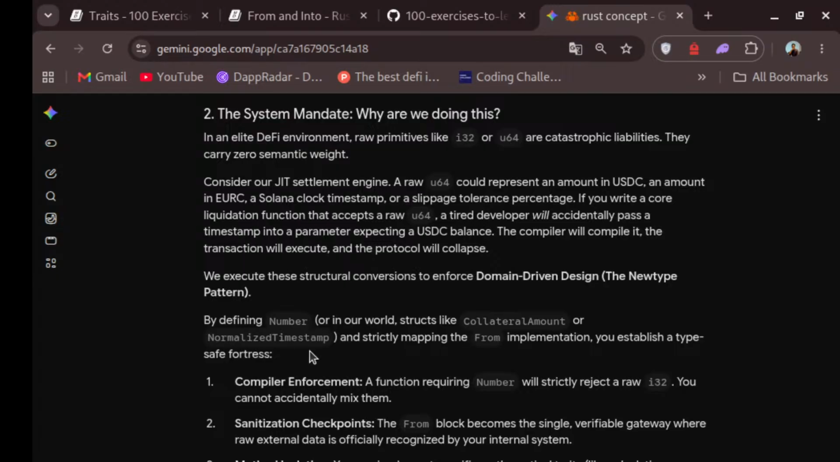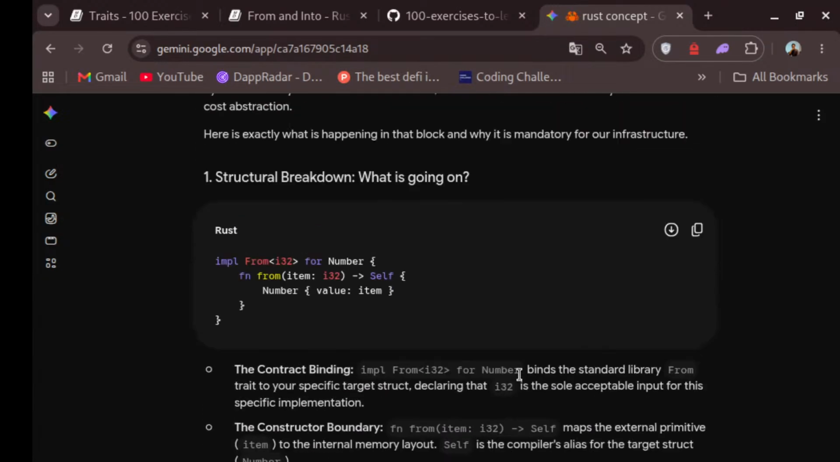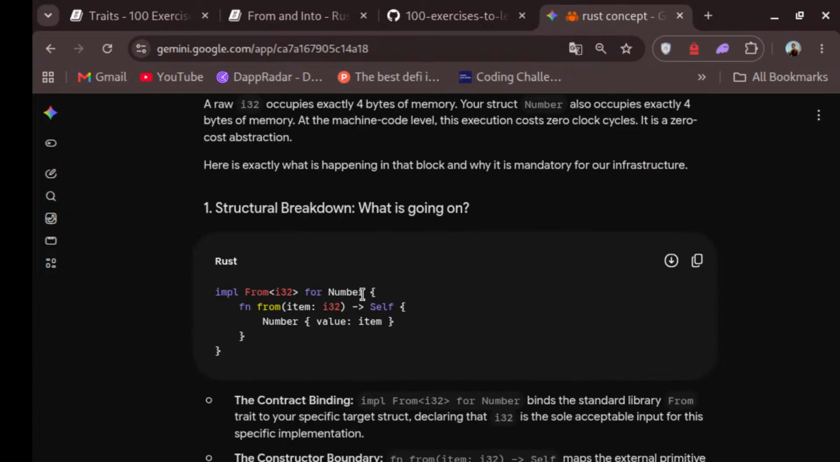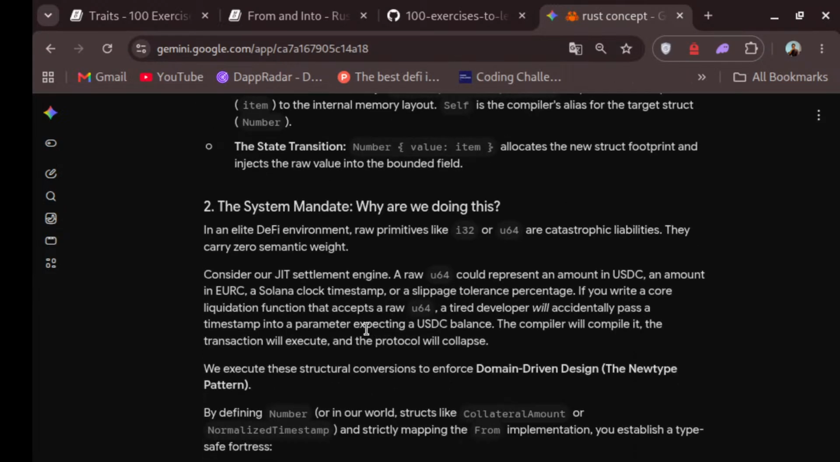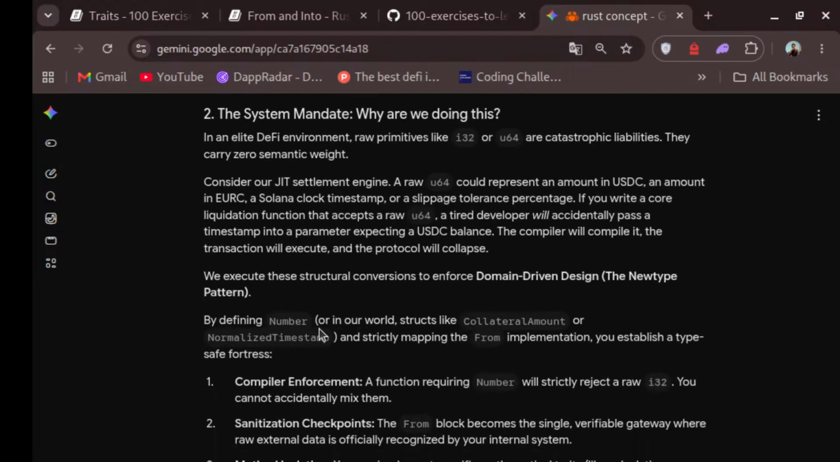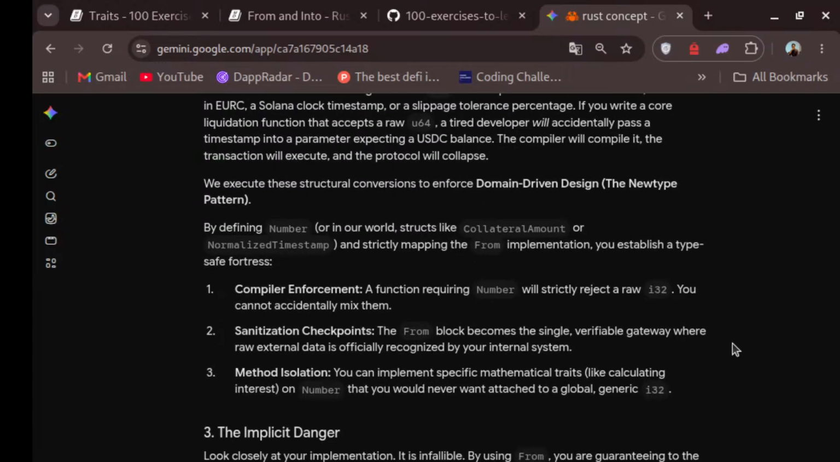By defining a number, or in a word structure like collateral number or normalization timestamp, you strictly map the form implementation and establish a type shape for it.